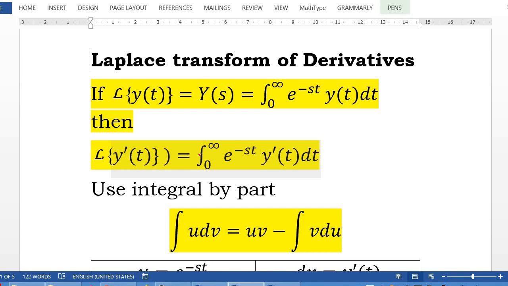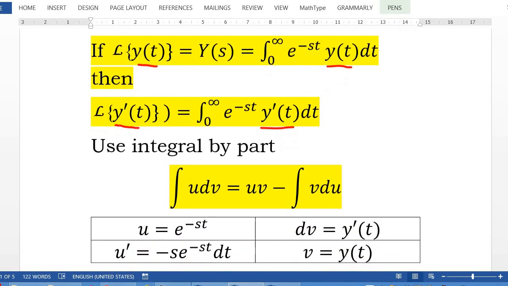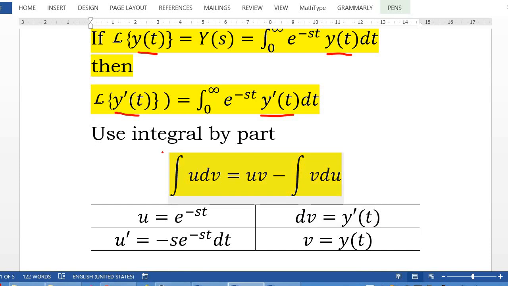by using the definition of Laplace transform will be equal to the integral of e^(-st) times, if this is y(t), this is y(t). If now you want to find the Laplace transform of the first derivative, you just replace the y(t) here by y'(t). And to solve this integral, you can use integration by parts, where you have the integral of u dv, where u is e^(-st) and dv is y'(t) dt.